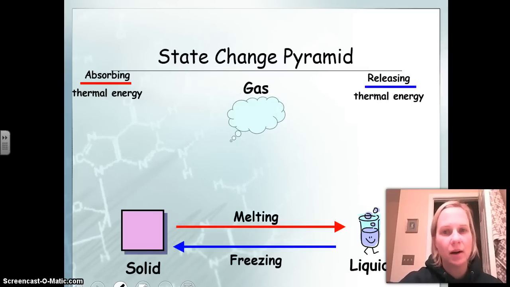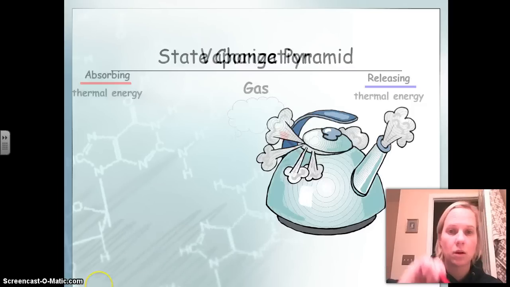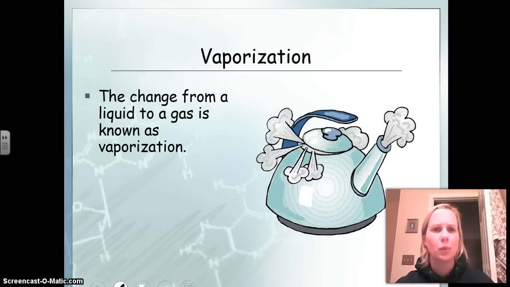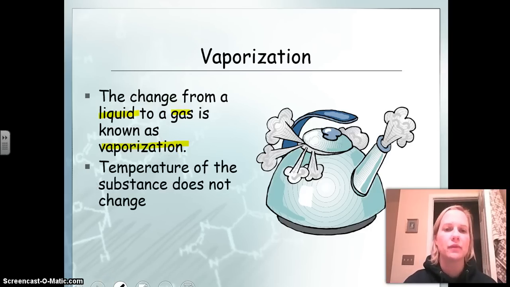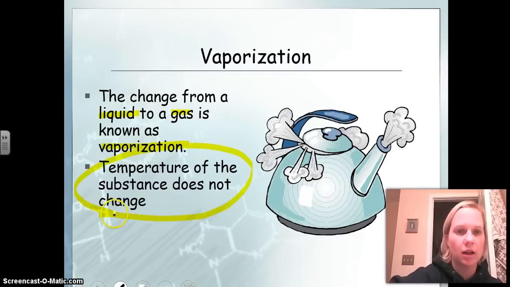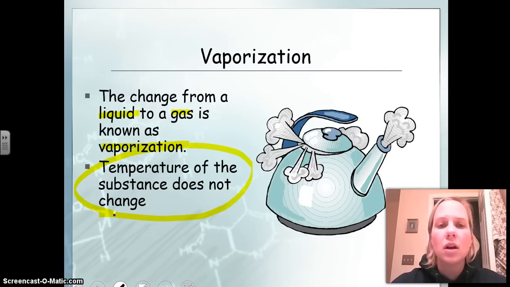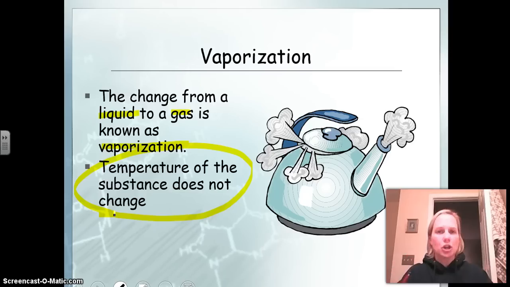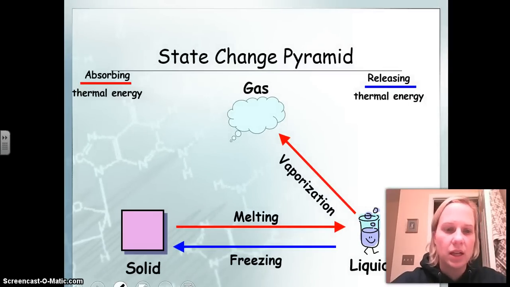All right, so we finished the bottom part of our triangle. Let's move from a liquid to a gas. That's called vaporization. In vaporization, we're changing from a liquid to a gas, and the temperature of the substance does not change. It's more than likely a pressure issue that's causing this change, but we don't actually increase temperature. It could be that it's kept at a steady temperature, and that has then caused the molecules to go into a gas state. All right, so liquid to gas.